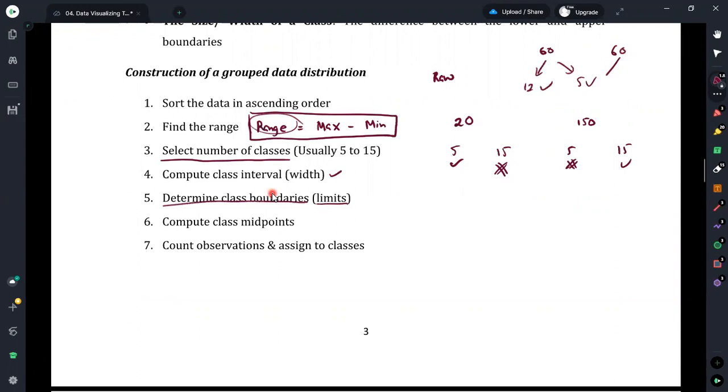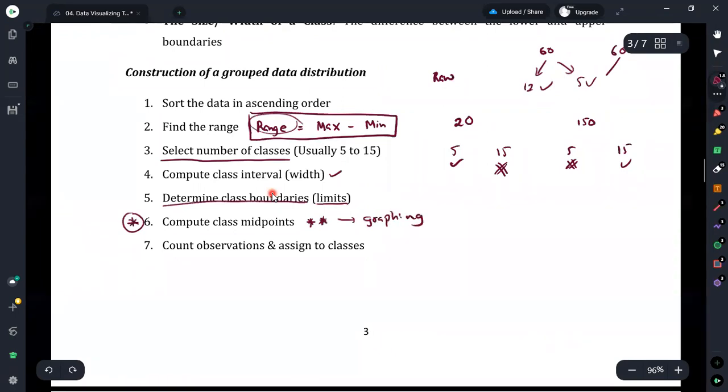And thereafter, there is an optional step, computing of class midpoints. But generally, we are doing this. It is because this will be much more helpful when you are going for the graphing techniques. When we are going for graphing purposes based on the grouped data distribution, computing of class midpoints will be much more helpful.